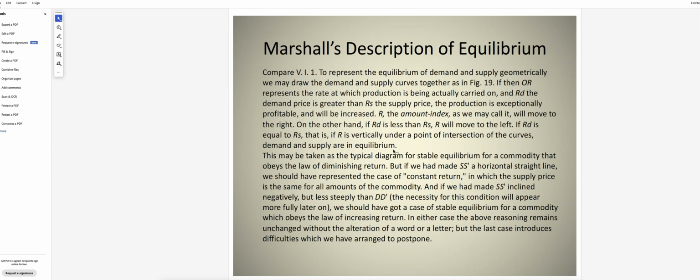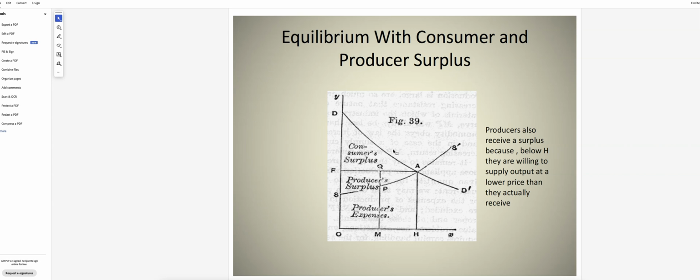Okay, so then he's got this description of equilibrium, which I'm not going to read, but direct from Marshall here, you get our first notion of what the consumer surplus and the producer surplus look like. Again, not that different than what you see in a textbook today.